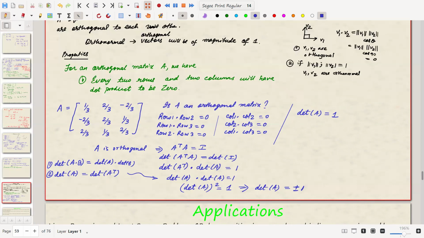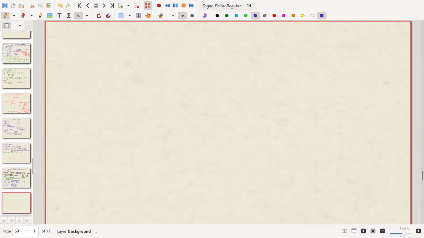Fine. So let us move into a quick example. I'll give you a 2 by 2 matrix. Just by looking, you have to tell me whether it is an orthogonal matrix. So let us consider this matrix A. Is this an orthogonal matrix?